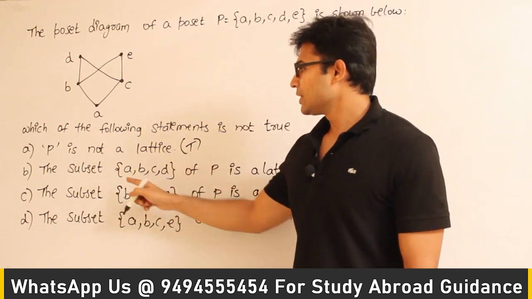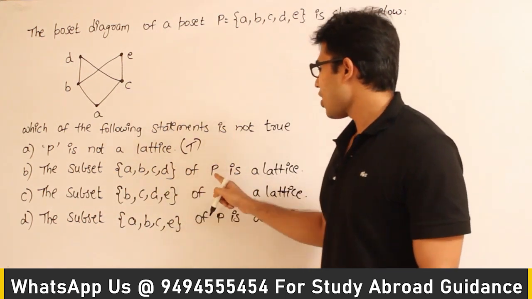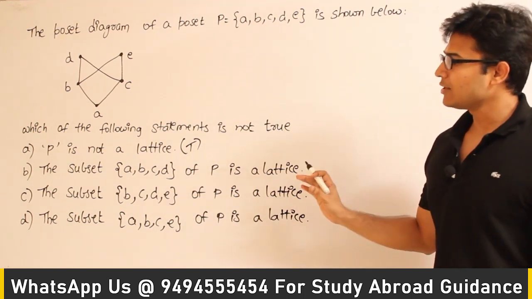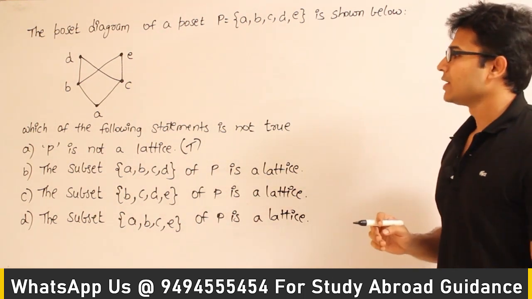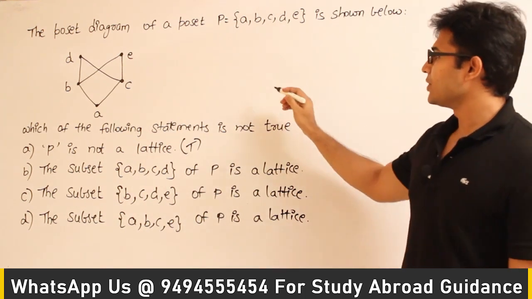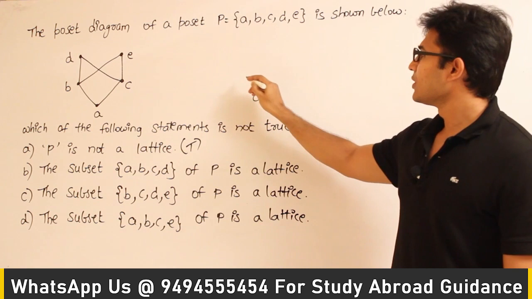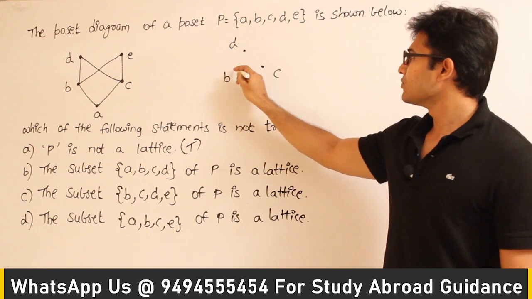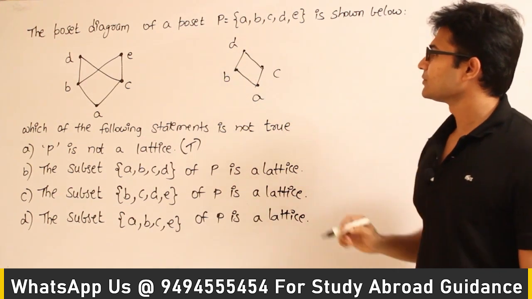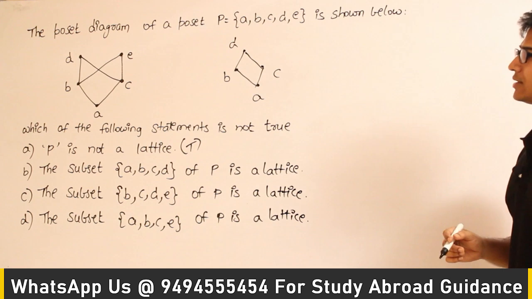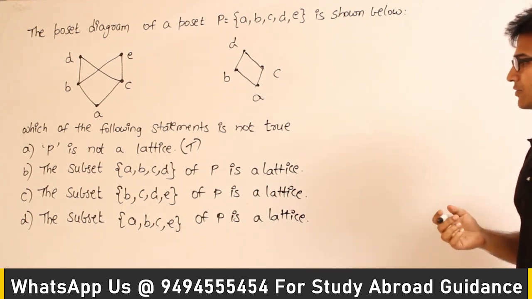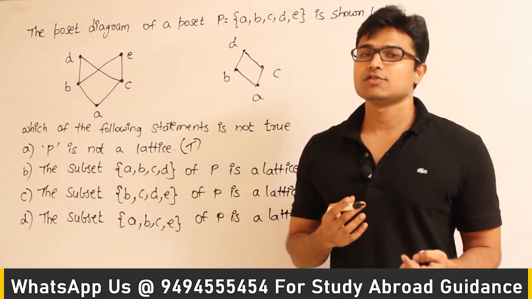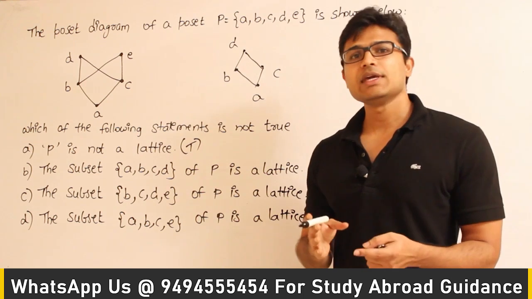What about the second one? The subset {A, B, C, D} of P is a lattice, which means we have to take a subset of it and just put the elements in the same way they appear in the diagram. If you take A, B, C, D, A is here and B is here, C is here and D is here. So you are going to get a diamond, right? Now they are asking whether it is a lattice or not. One important point is, they are not talking about whether it is a sublattice or not. They are asking whether it is simply a lattice or not.